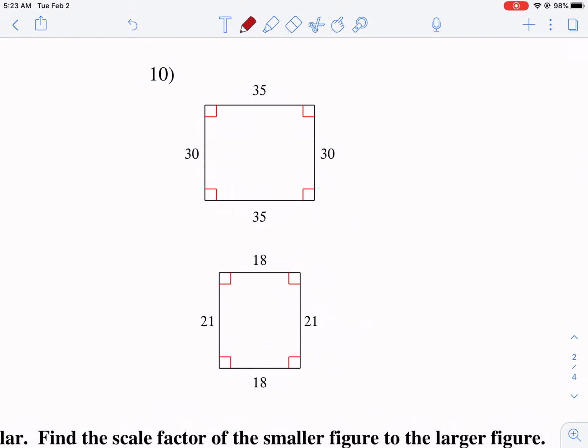You're going to set these ratios up. This one has the angles, so we just need to compare the sides. So we have 35. You might need to rotate this one. I'd compare this 35 to this 18. No, I need to compare it to the longest side. Longest side of the big one over the longest side of the small one.